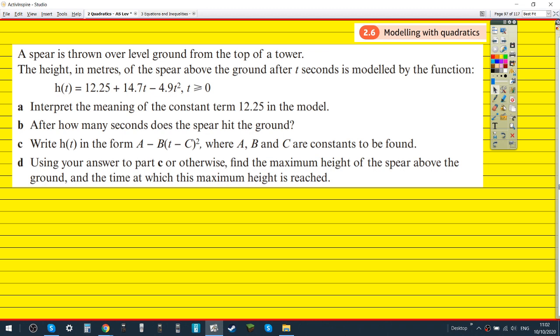So what would you mean by 12.25? So they're referring to the 12.25 at the start of it. Let's see. A spear is thrown. The meaning of 12.25: in terms of pure maths, that would be like the y-intercept. In terms of this one, this is an equation that models the flight path of a spear being thrown.